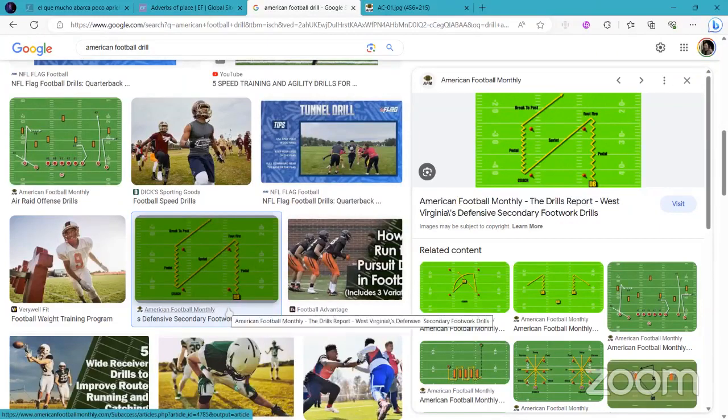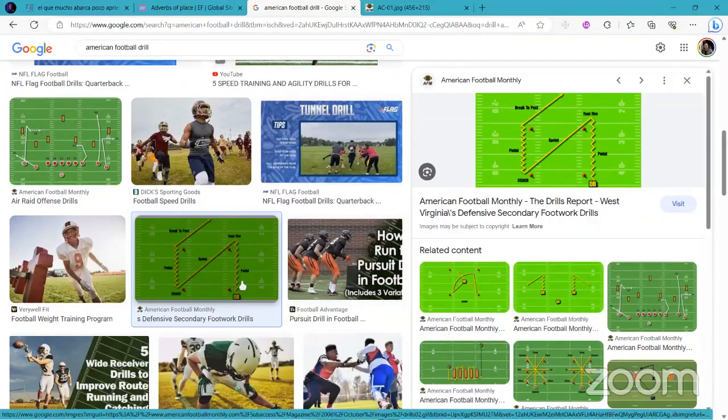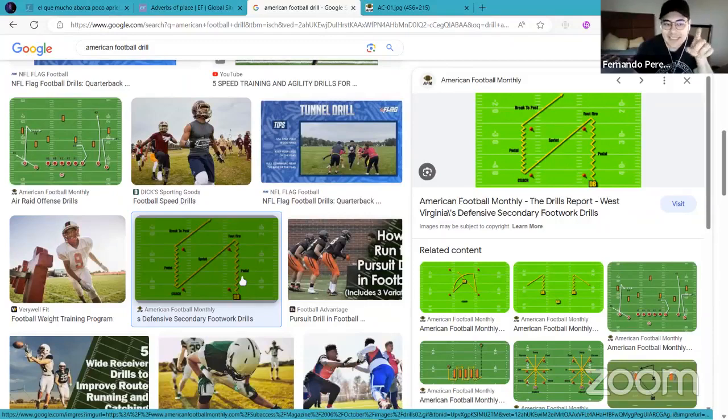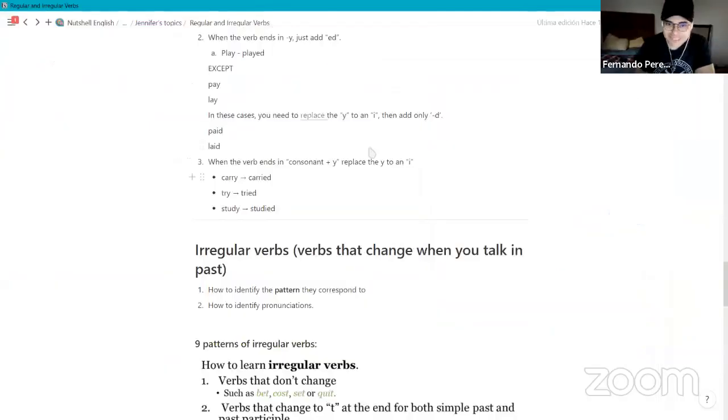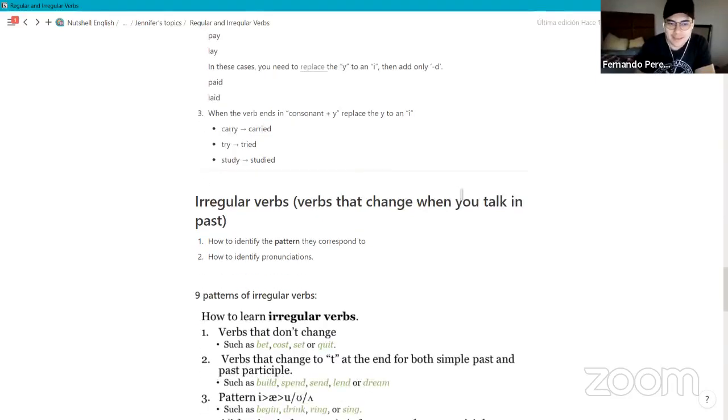What is a drill? It's practice, practice, practice. It's a practice, but a specific practice, a practice of movements. So you can memorize these movements for real life situations, like you get ready for a real life situation. With memorization, you need to do a pattern, a specific drill.